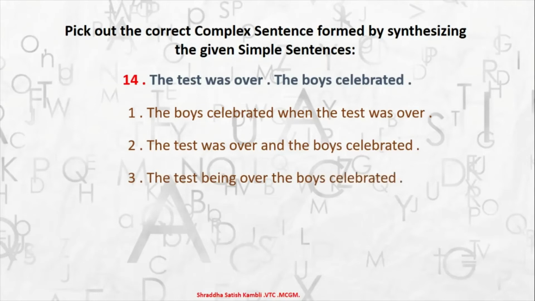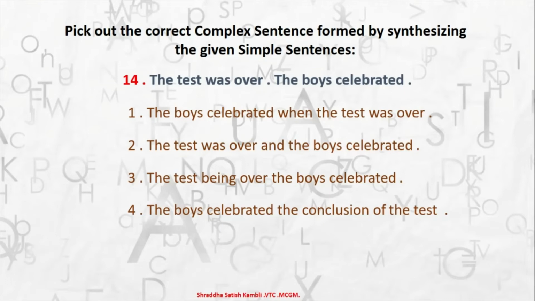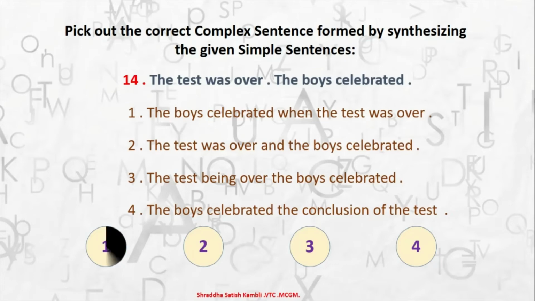The test being over, the boys celebrated. The boys celebrated the conclusion of the test. So which one is the correct complex sentence? It is sentence number 1, option number 1, which says the boys celebrated when the test was over. So see, the test is over. After the test is over, they decided to celebrate. So when the test was over, the boys celebrated.